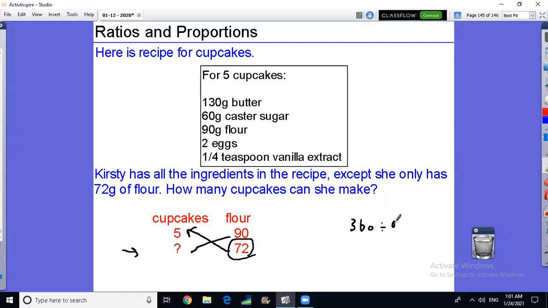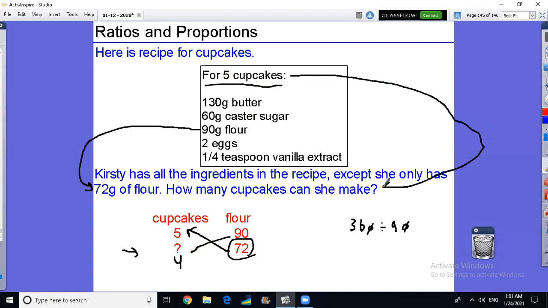Oh, mister, I thought in the beginning that it was going to be division with 2 digits. It is actually a piece of cake. Just cancel these 2 zeros with each other. It's just 36 divided by 9, which is exactly only 4. So 4 cupcakes. This is the answer to this question here, except she only has 72 grams of flour. So if the number of grams of flour changes to this, how many cupcakes is she going to be able to make?